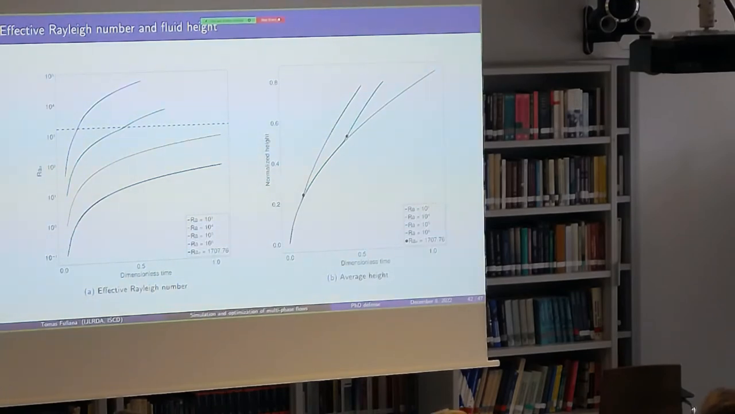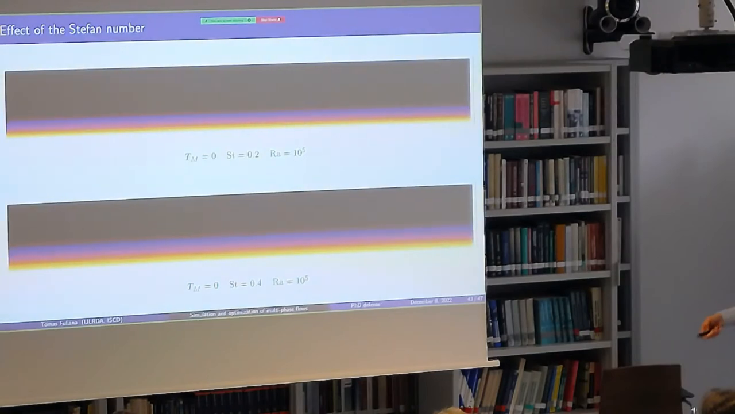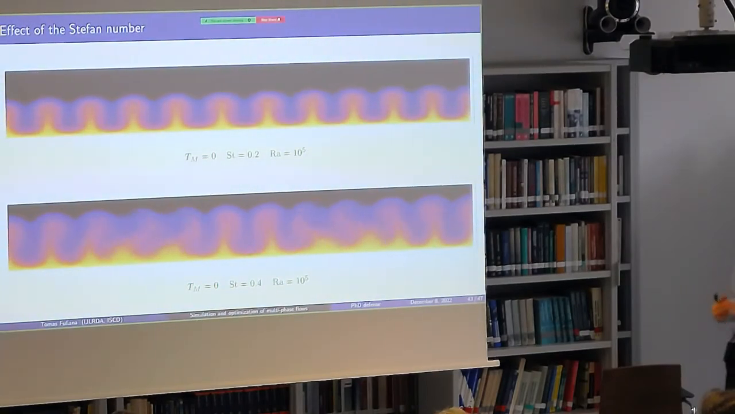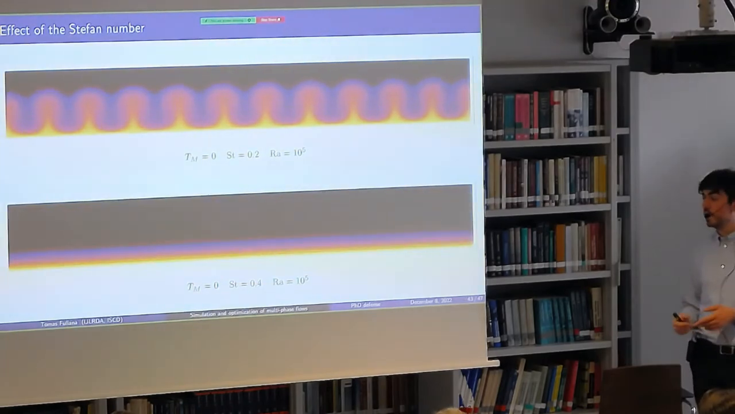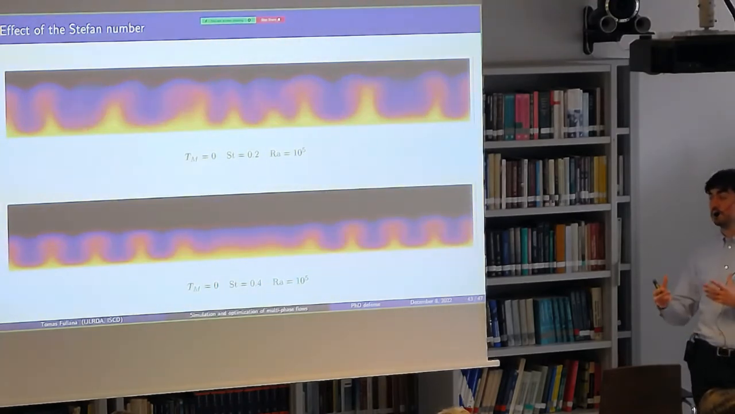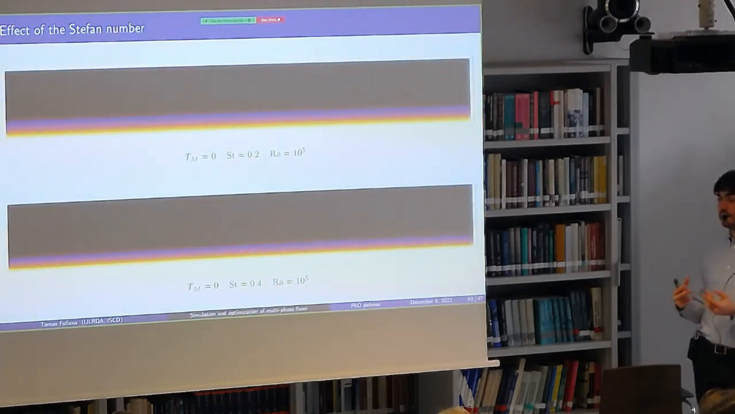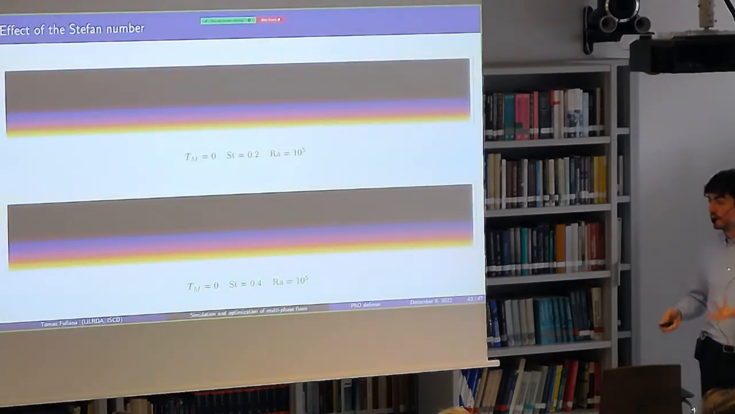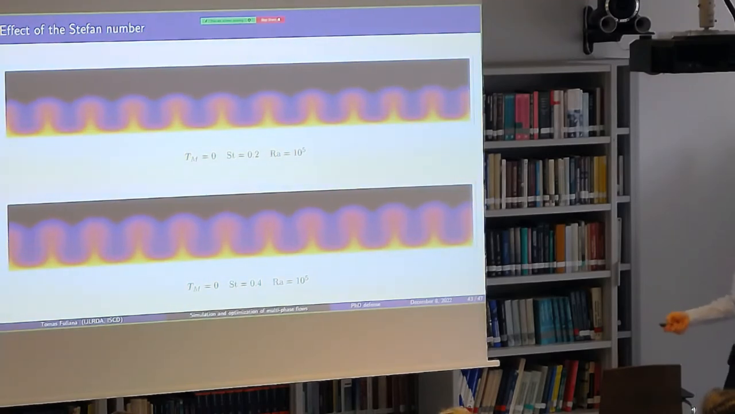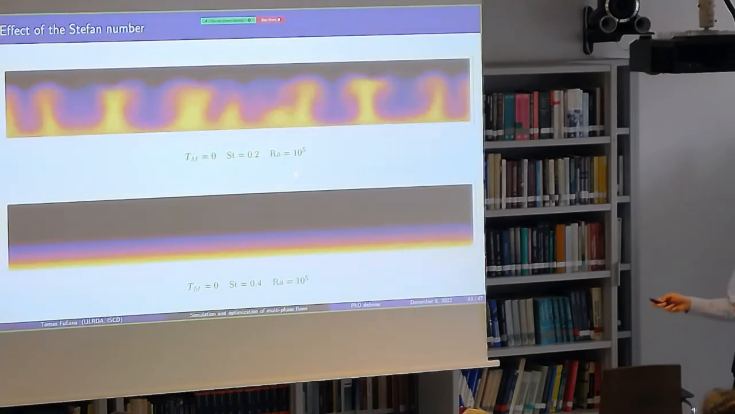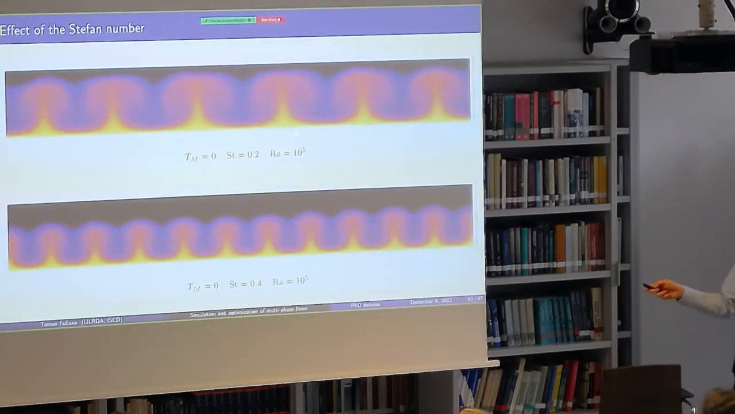Now, what we can also look into is the effect of the Stefan number on this. So, for example, we can have a fixed Rayleigh number and different Stefan numbers, which are related to the speed of the interface. Basically, a high Stefan number will have a low latent heat of solidification, meaning that we have a high speed for the interface. So if the Rayleigh number is higher, we see that the rolls don't have the time to stabilize and merge, whereas if it's lower, we see that they merge and stabilize later.